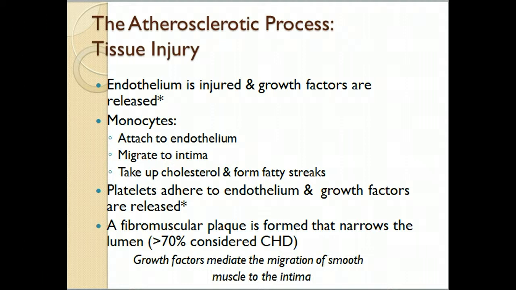Monocytes, inflammatory cells, attach to that endothelium and migrate to the intima, which is the inner layer of the artery. That's what takes up the cholesterol and forms fatty streaks, particularly the LDL cholesterol. If you can't remember which one is the good and which one is the bad cholesterol: LDL, lousy; HDL, happy. The LDL cholesterol is the type of cholesterol that gets taken up and forms fatty streaks in the arteries. This is a lifelong process.